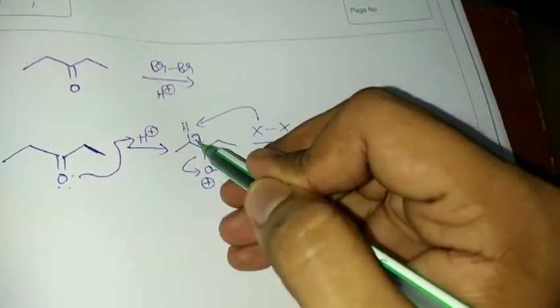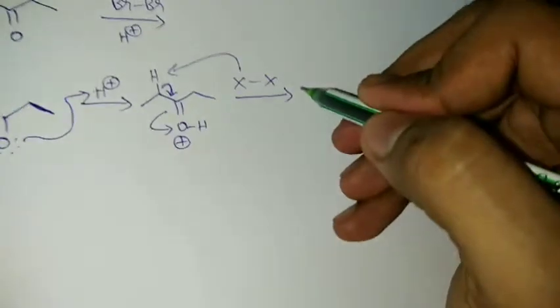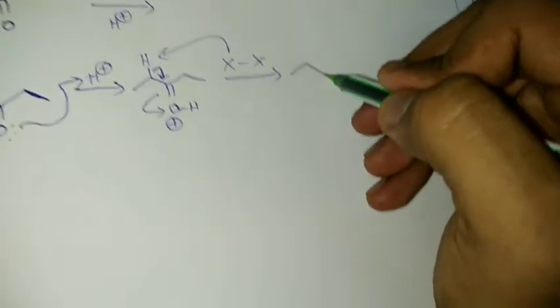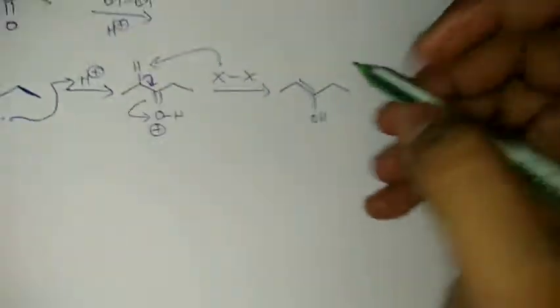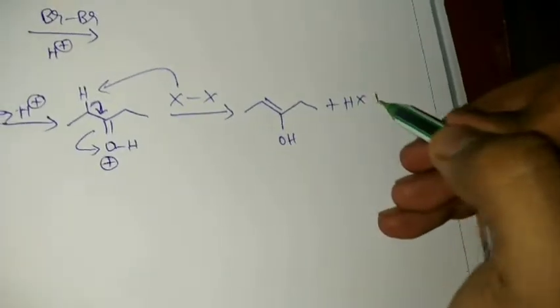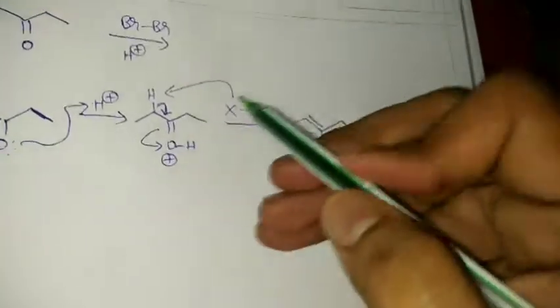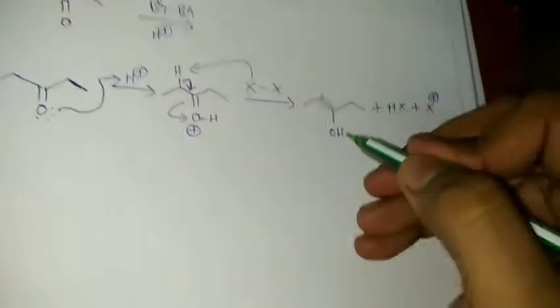Understand the arrow side. This you should be doing as fast as possible. Okay, so it will be OH double bond. Okay, this is enol plus HX, X plus, you can write whatever. So now this is the enol formed.